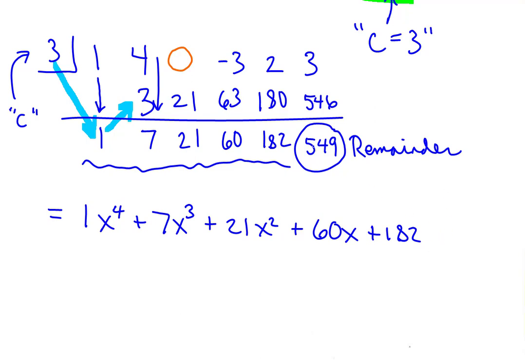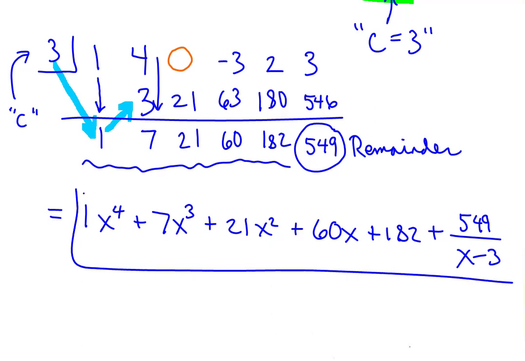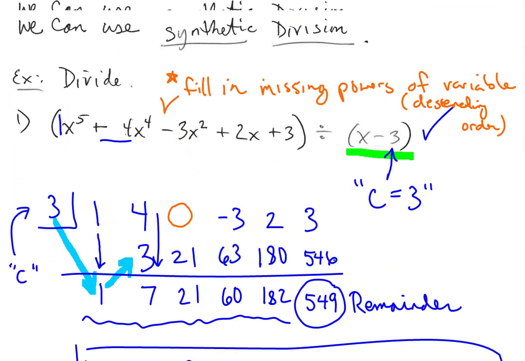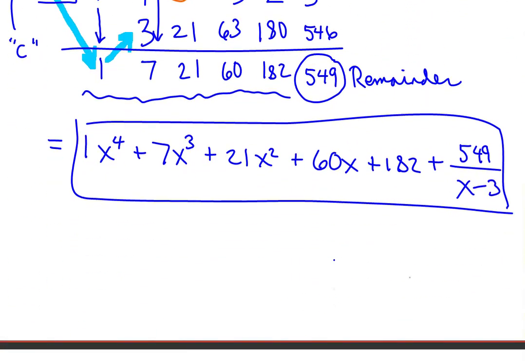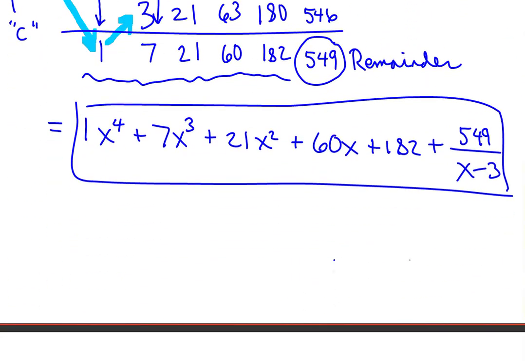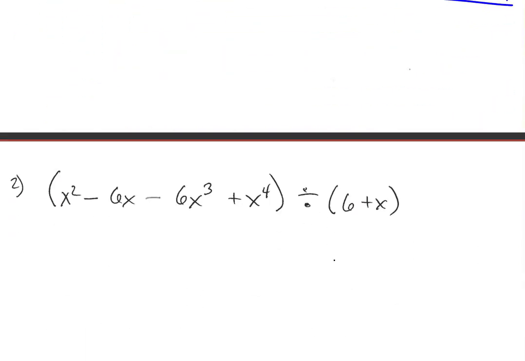This is a positive 549, so we'll put a plus, and then we put 549 over the original divisor. In this case, it was x minus 3. And so there we have it. That's our final result. And yes, you can check it with long division if you want, but I think you'll find that process to be much more painful. This one, when applicable, which is only in the case of dividing by an x minus c binomial, works much easier. Let's try another example.